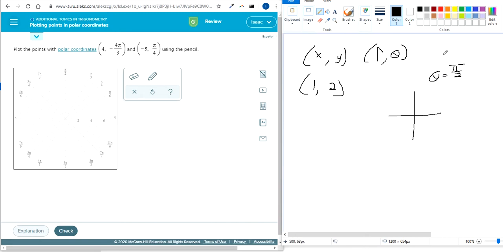Here, let me just put an example here: 1 comma pi over 2. This means you need to be 1 unit away from the origin, okay? And you need to be 90 degrees from your initial side. So here's my initial side, rotating 90 degrees gets me here. There's my dot, and that should be 1 on the y-axis. Okay, that's the point 1 comma pi over 2.